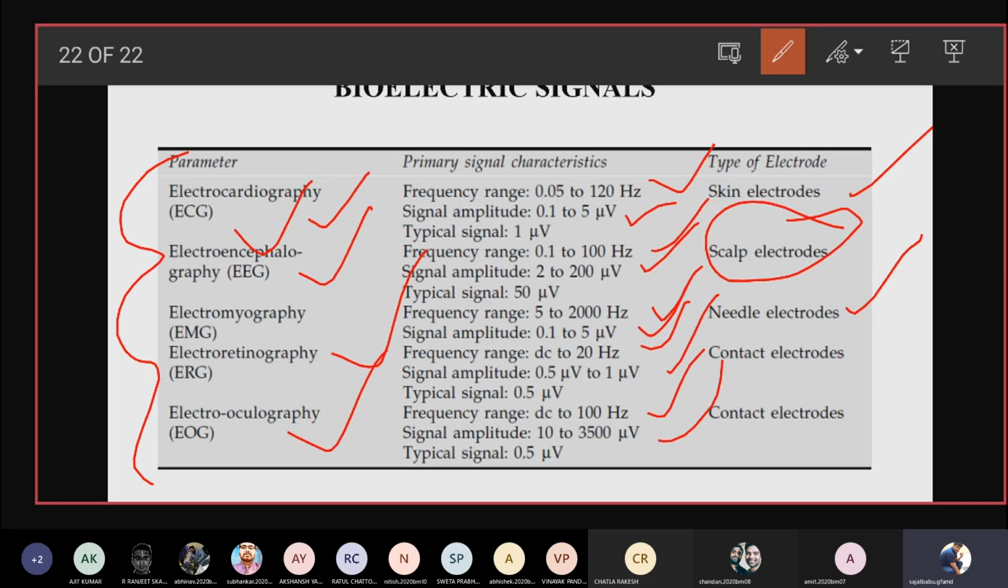Majorly, in the biomedical instrumentation course, you are going to cover these three: ECG, electrocardiograph; EMG, electromyograph; and EEG, electroencephalograph. Also, try to remember the frequency range and the signal amplitude of these three measurement modalities.